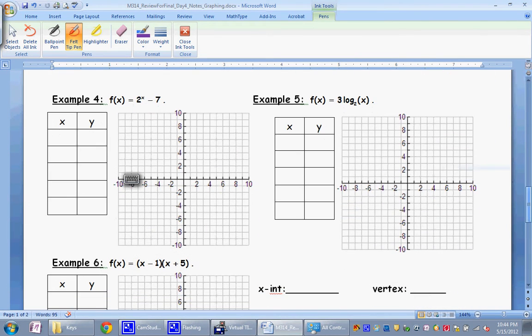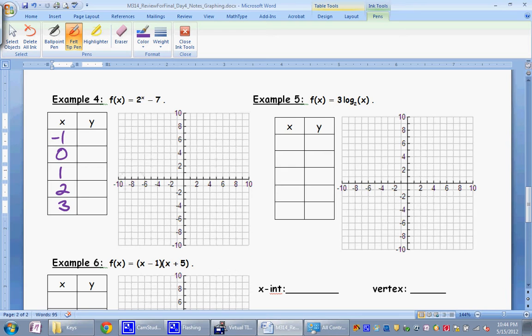Here's two unfamiliar equations, 2 to the x minus 7 and 3 log base 2 of x. Luckily, you guys know a lot about how to work with exponential equations, so I think we're going to be just fine here. We've been working with them in class over the beginning of chapter 12, so I'm very confident this will go fine. Like I said, as long as you're comfortable with the idea of plugging into an equation, making a table, you can graph anything.